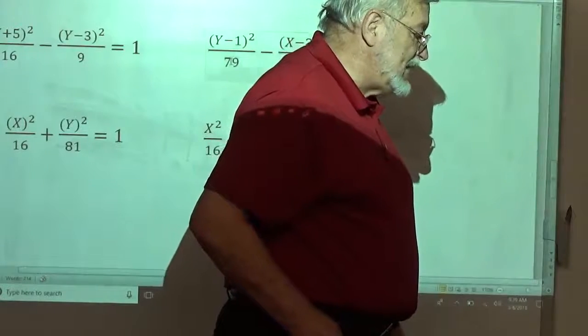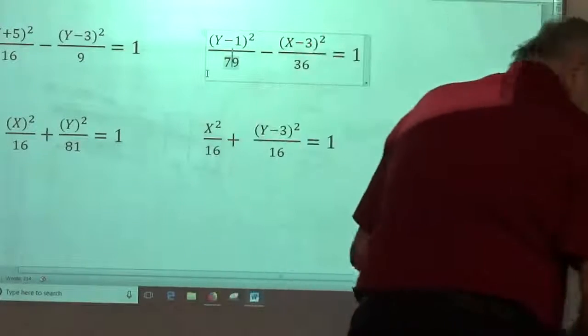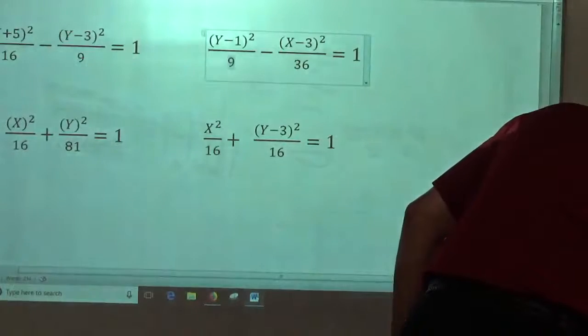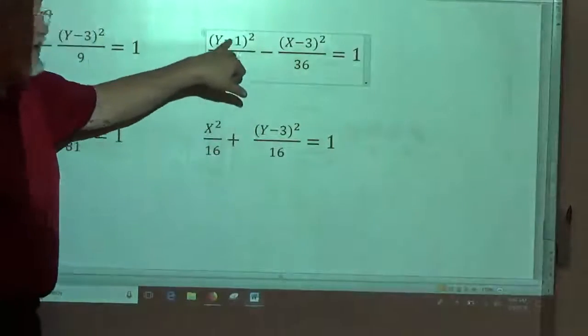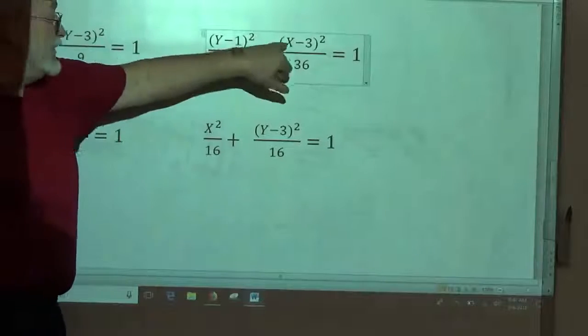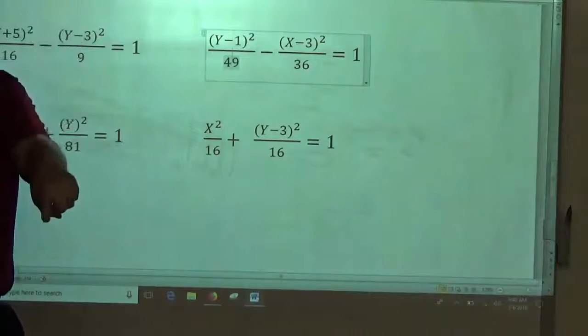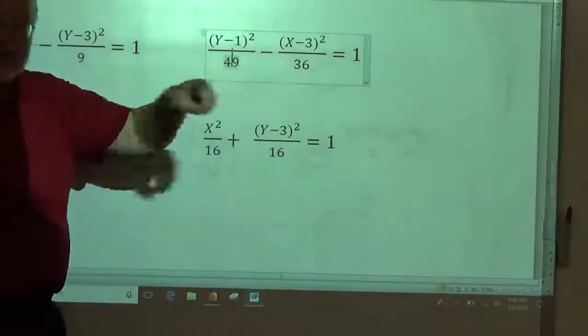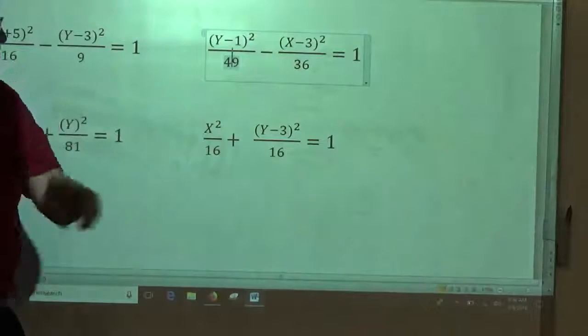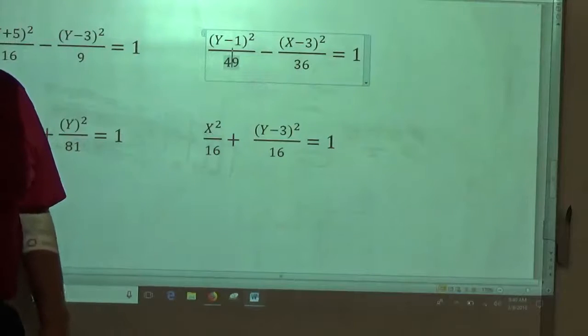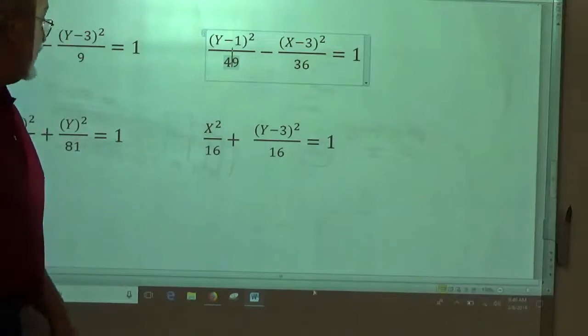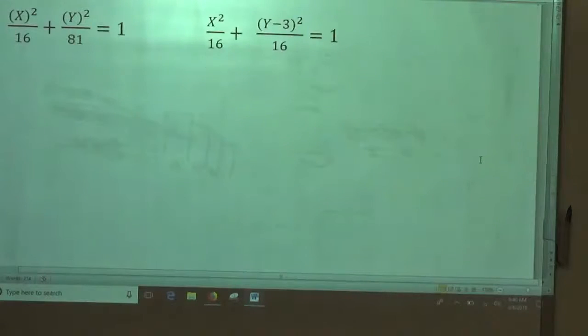I was thinking 7, and I wrote the 7 instead of the 4. So this will go in the y direction. From this center point, it will go up 7 and down 7, and then in the x direction, it will go 6 this way and 6 this way, from (3, 1). Okay? So we're starting. Now let's look at the last one.